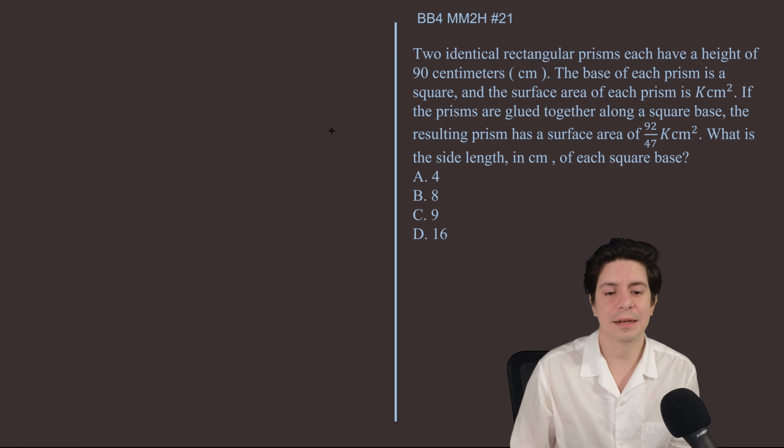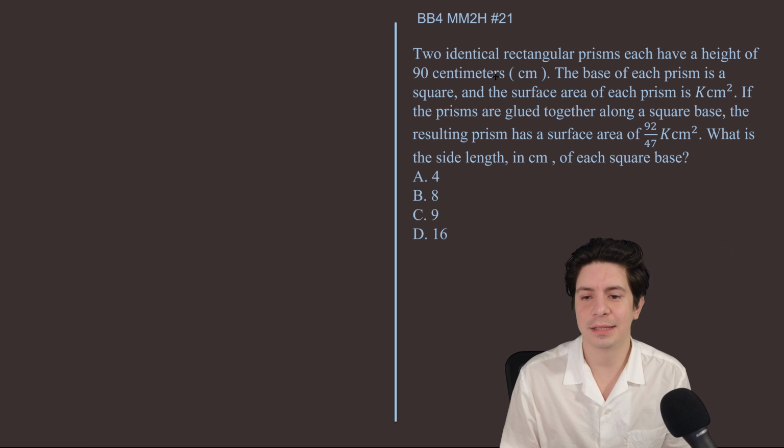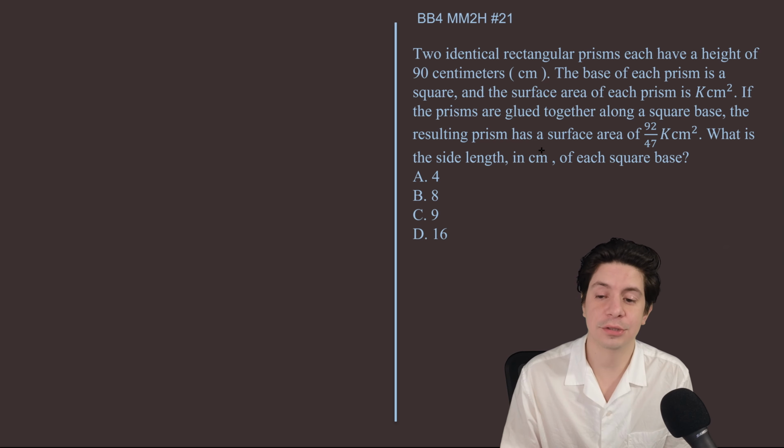So 2 identical rectangular prisms each have a height of 90 centimeters. The base of each prism is a square, and the surface area of each prism is k centimeters squared. If the prisms are glued together along a square base, the resulting prism has a surface area of 92 over 47k centimeters squared. What is the side length in centimeters of each square base?